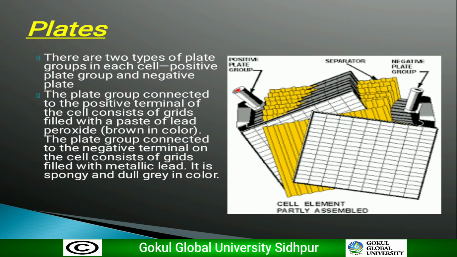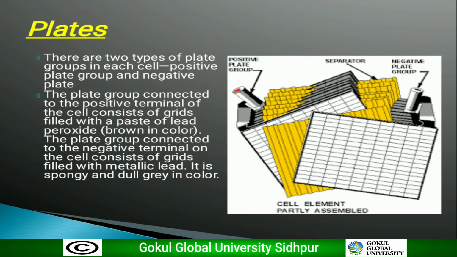There are two types of plate group in each cell, the positive plate group and the negative plate group. The plate group connected to the positive terminal of the cell consists of grids filled with a paste of lead peroxide. This positive plate lead peroxide is brown in color, and the plate group connected to the negative terminal of the cell consists of grids filled with metallic lead. It is spongy and dull green in color.